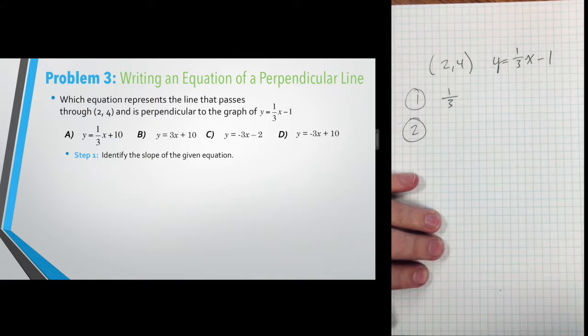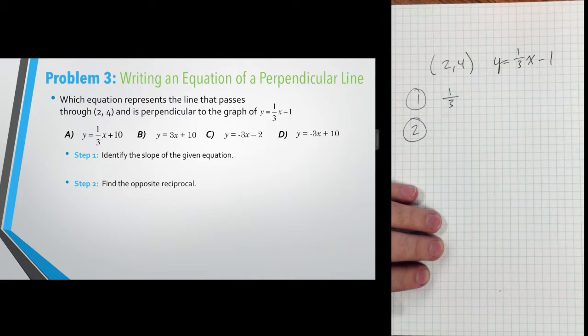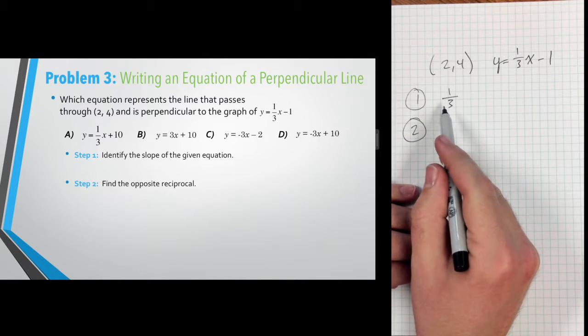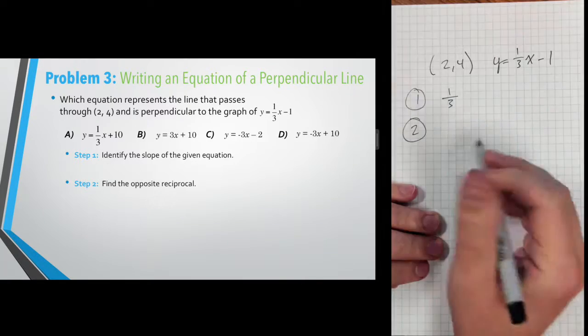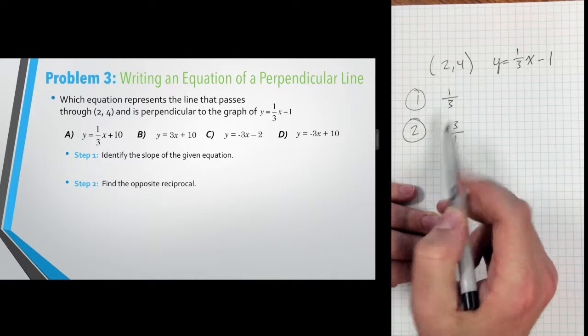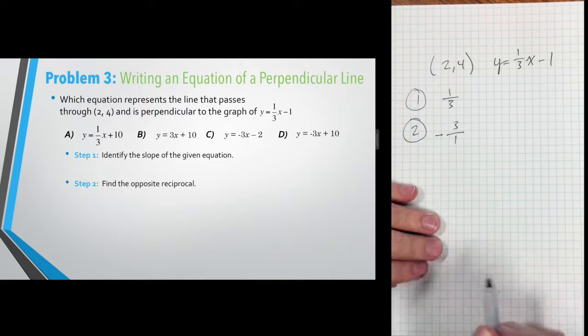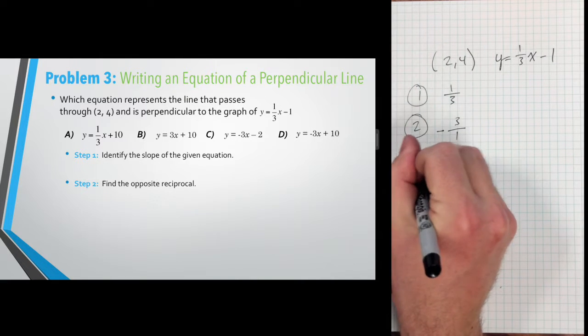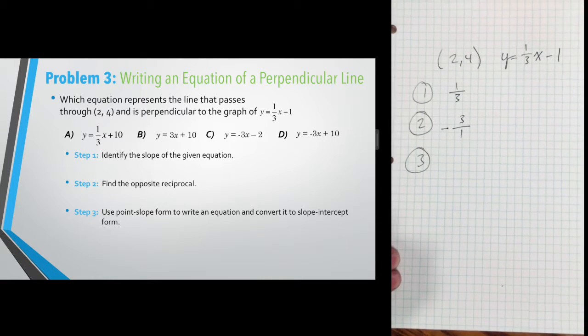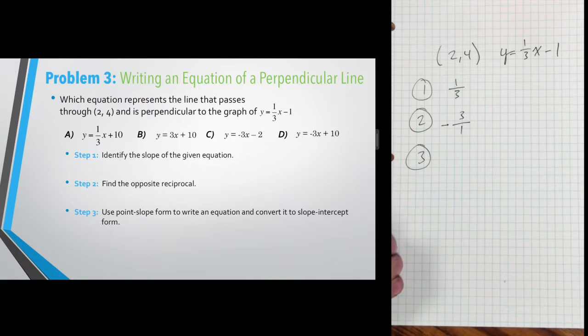Step 2, find the opposite reciprocal of that, because we want a perpendicular line. So the slope of our new line is going to have to be the opposite reciprocal of the slope of our other line. So the opposite reciprocal of 1/3 would be 3/1, and then since it's positive to begin with, the opposite reciprocal would be negative. Step 3, use point-slope form to write an equation and convert it to slope-intercept form. Same last step as problem 1.